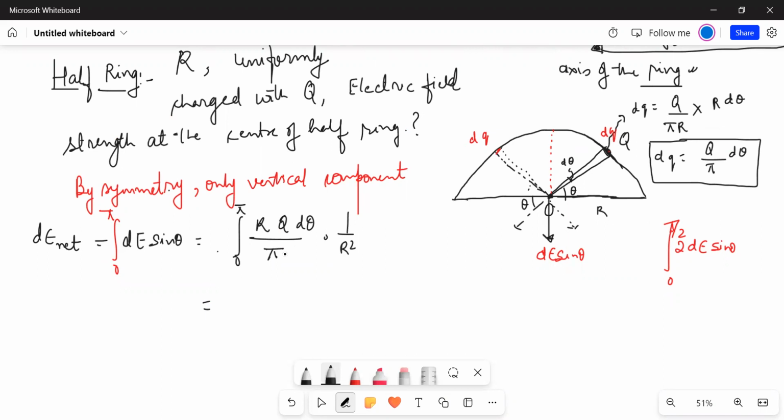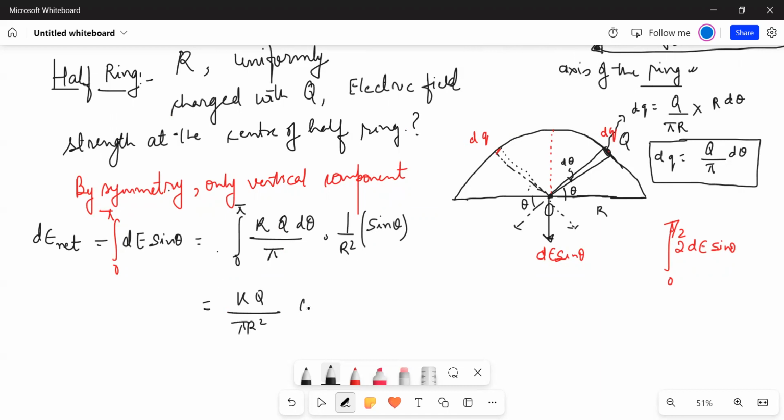Have I made some mistakes there? I don't know. So only this sin theta would... Acha, sin theta to likha hi nahi na. Okay, sorry. There would be a sin theta as well, no? Because so you will get k q pi r square.